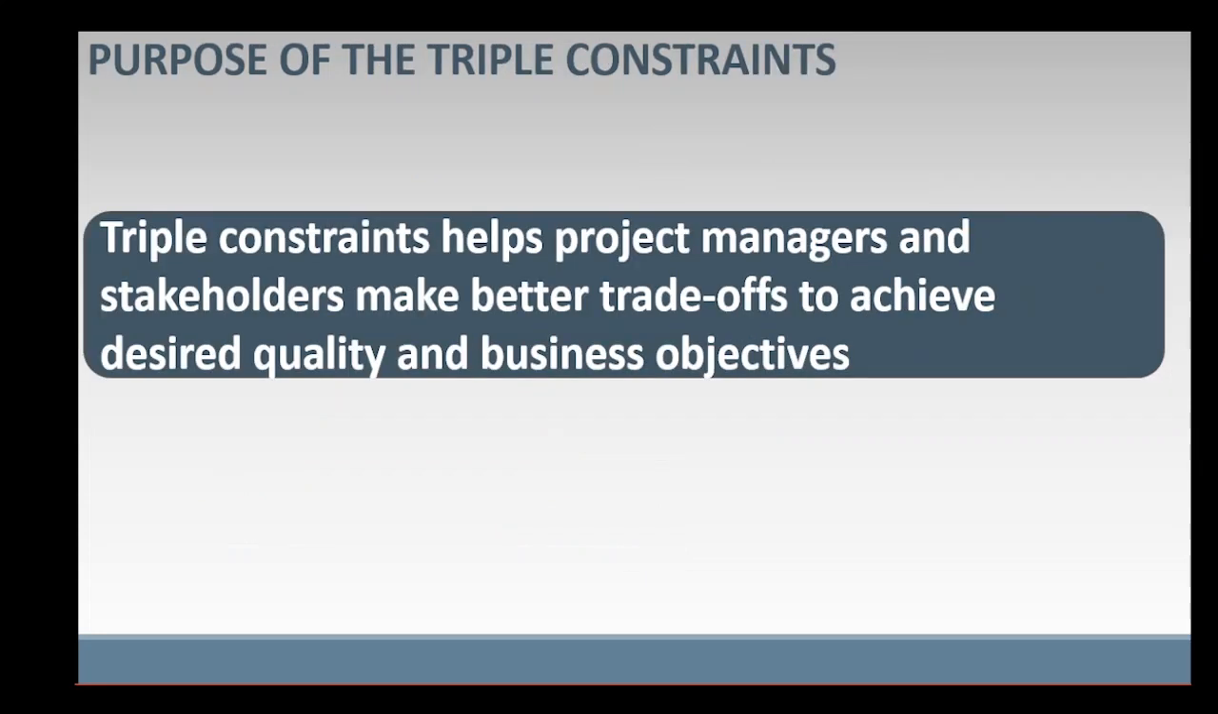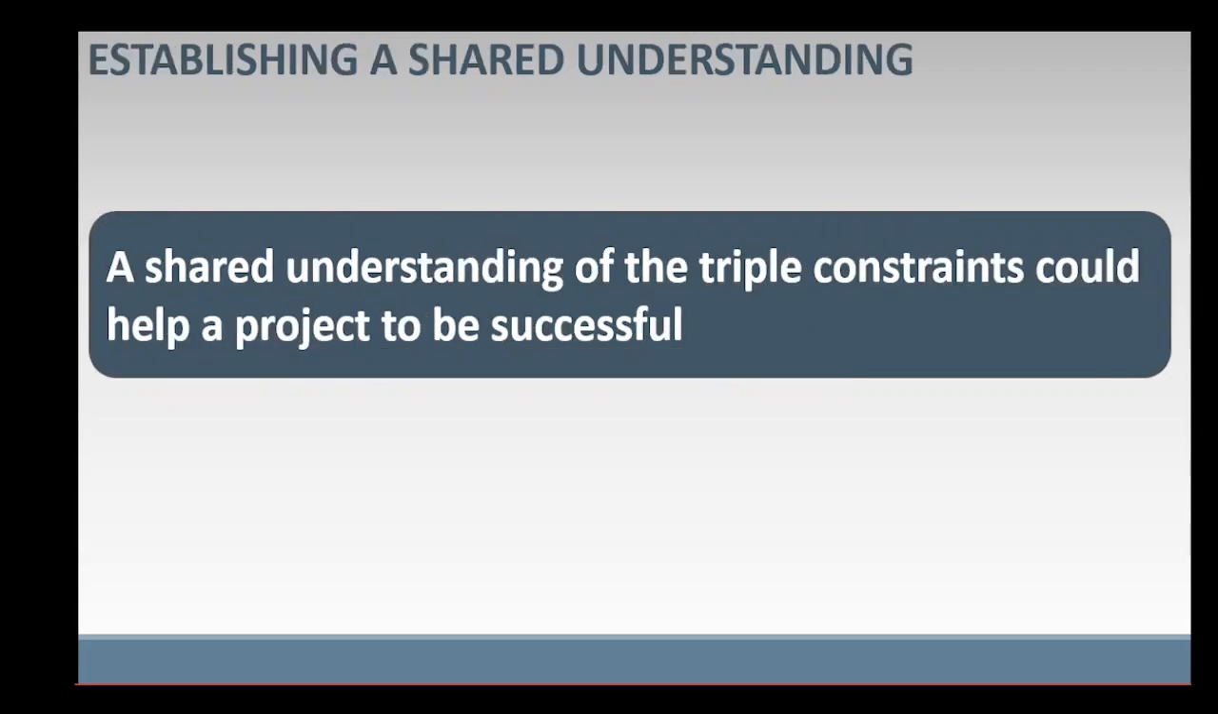So the purpose of the triple constraint is to establish the boundaries that help project managers and stakeholders make better trade-offs or adjustments in order to achieve desired quality and business objectives. Before a project begins, the project manager could explain to the stakeholders the relationship amongst the triple constraints and the effect of changing any of the constraints so that everyone gets a shared understanding. This can help the project to be successful.